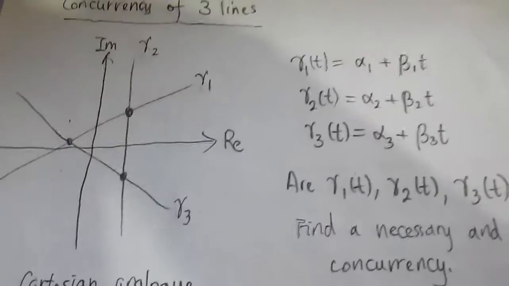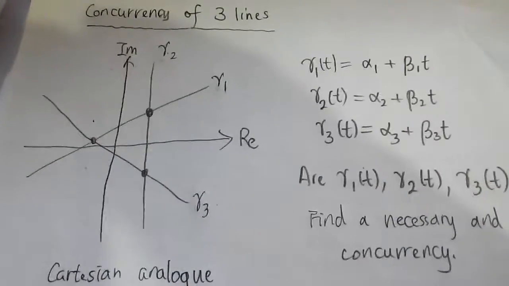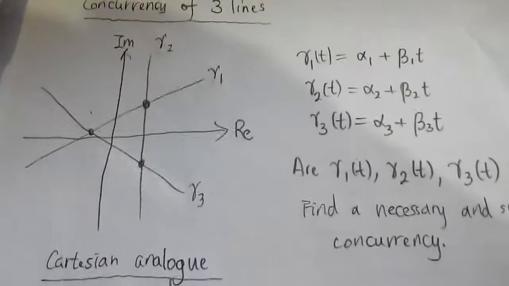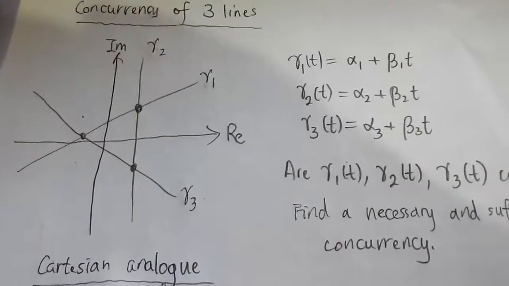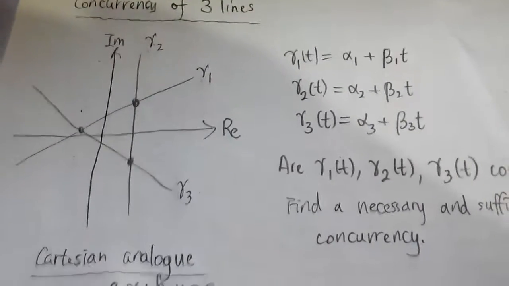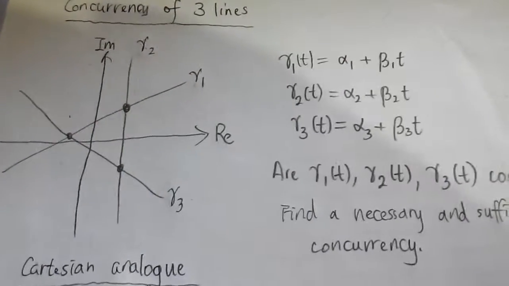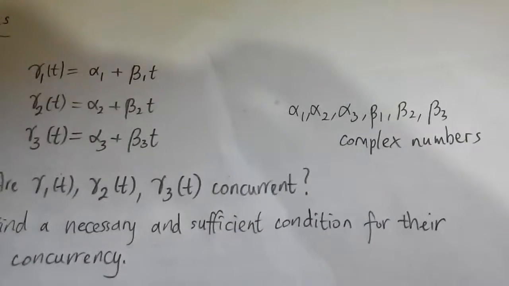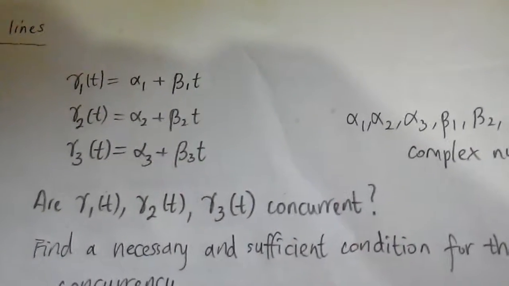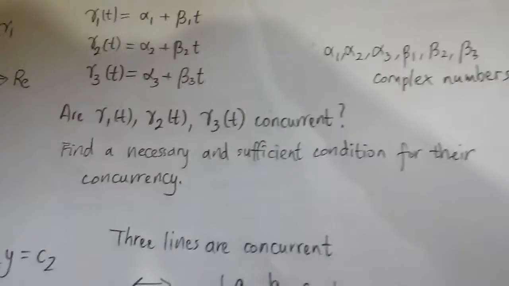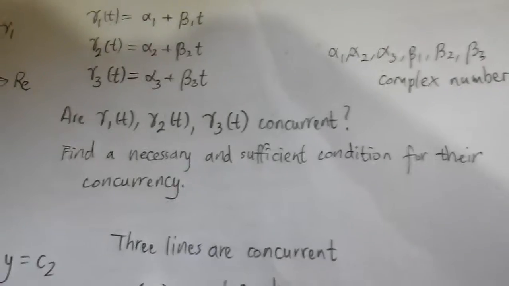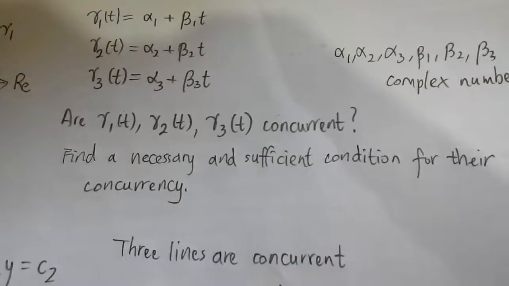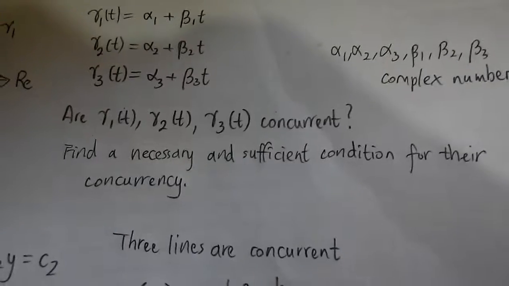So if I have a complex plane here and we have three lines, gamma 1, gamma 2, and gamma 3, and the three lines are given in parametric form, so gamma 1(t) is given by alpha 1 plus beta 1 t, gamma 2(t) by alpha 2 plus beta 2 t, gamma 3(t) by alpha 3 plus beta 3 t, where alpha 1, alpha 2, alpha 3, beta 1, beta 2, beta 3 are complex numbers. So alpha 1 is the starting point of gamma 1 and beta 1 is the direction, and so on. So we are asking whether gamma 1(t), gamma 2(t), and gamma 3(t) are concurrent. This means we have to find a necessary and sufficient condition for their concurrency.